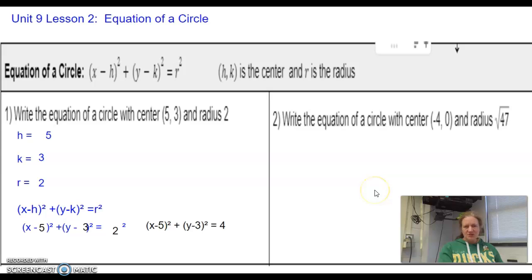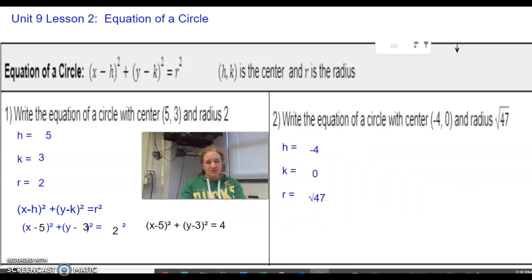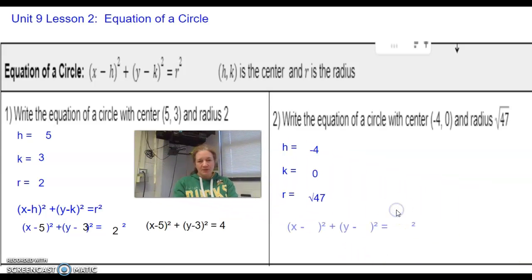It's just substitution. Now I'm told for number 2 that I have a circle with a center at (-4, 0) and a radius of the square root of 49. So I know that h is negative 4, k is 0, and r is the square root of 49. So when I write this out, I'm going to do the same thing. I have to do substitution. I'm going to put in 4, 0, square root of 47.